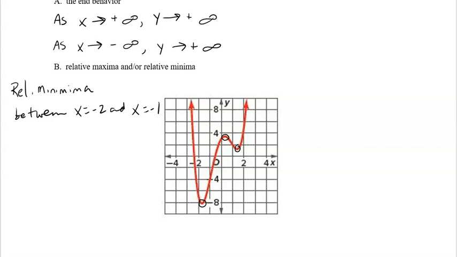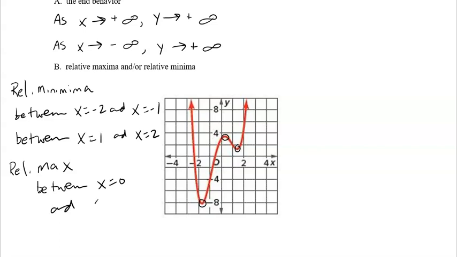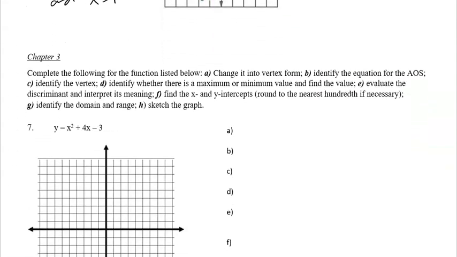Okay, and then we have the other one over here. This is between x equals 1 and x equals 2. And then we have this relative maximum. The relative maximum is a turning point that goes from up to down, and then minima from down to up. So this looks like it's between 0 and 1. And that takes care of number 6.